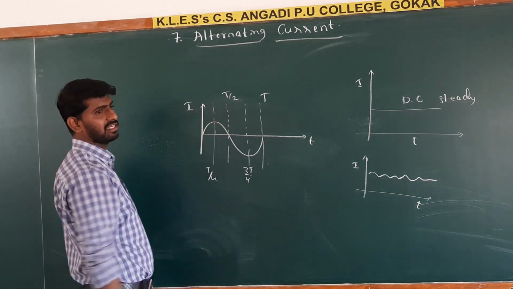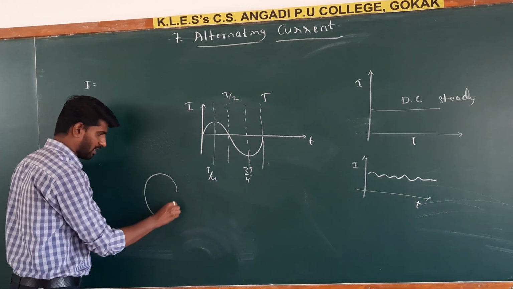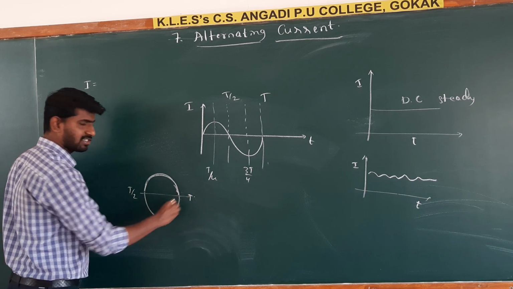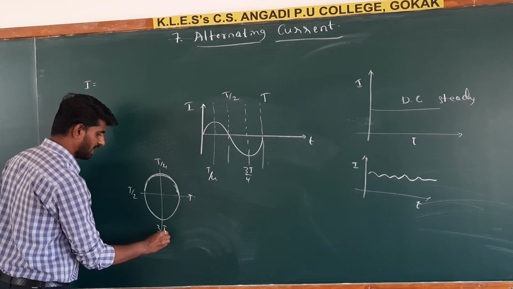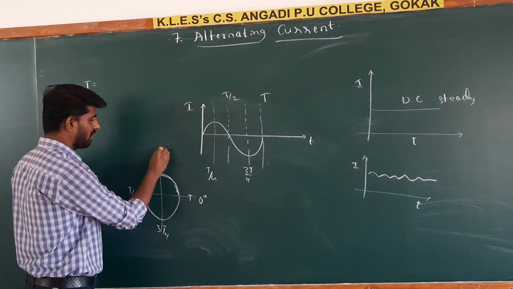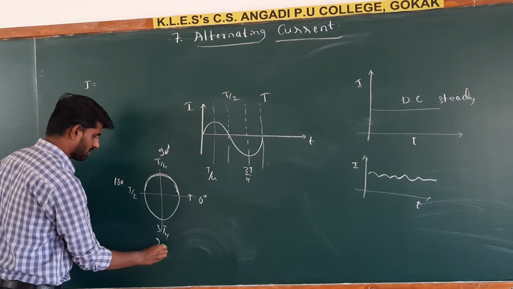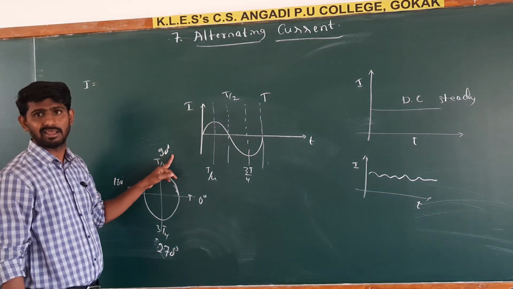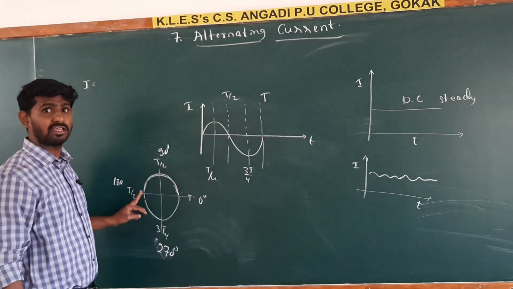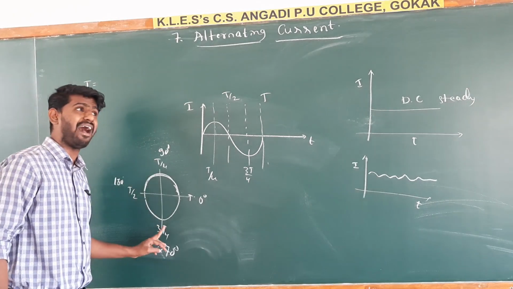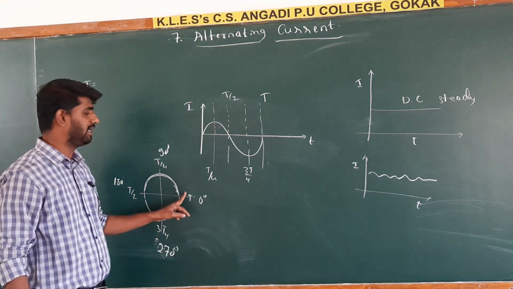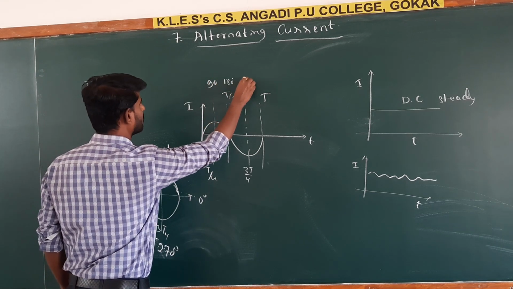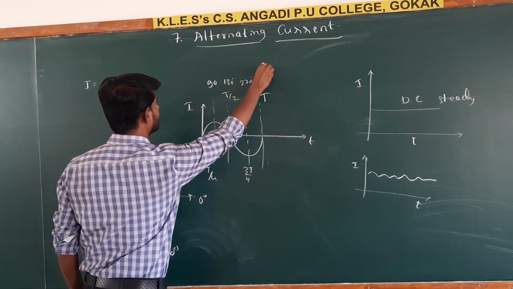If I convert the same thing in terms of angle, this is the total 360. For this time I call T by 2, for the complete cycle this is T, and this becomes T by 4 and this becomes 3T by 4. If I write the same thing in terms of angle, this becomes 0, this is 90, this is 180 degree, this is 270 degree, and this is 360 degree. The time period T by 4 is analogous to 90 degree, T by 2 is analogous to 180 degree, 3/4 of the time period is analogous to 270 degree, and the complete T is nothing but 360 degree.